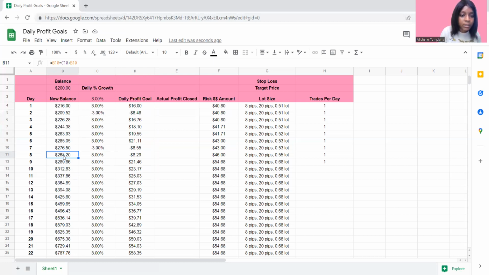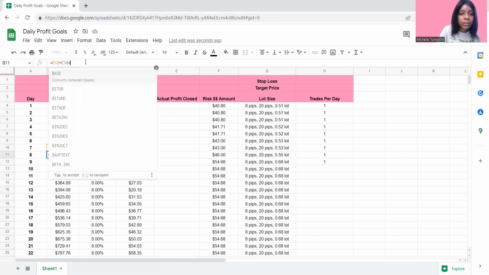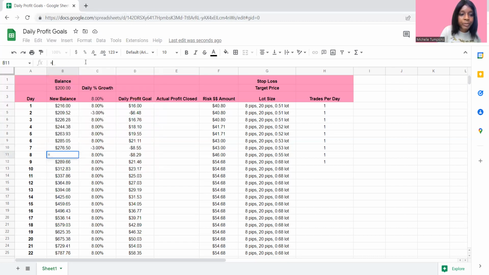Now, this one is going to show you what you will make. So just remember to change this one to make sure it's not multiplying by negative 3%. You want to make sure for your day 8, you take your day 7, which is the loss, the lower value because you lost 3%. And you're going to take that for day 8, multiply it by 8%, and then you're going to add it back to what your initial balance was. And then now these are all going to be set to reflect the money that you're going to make for your daily profit goal.